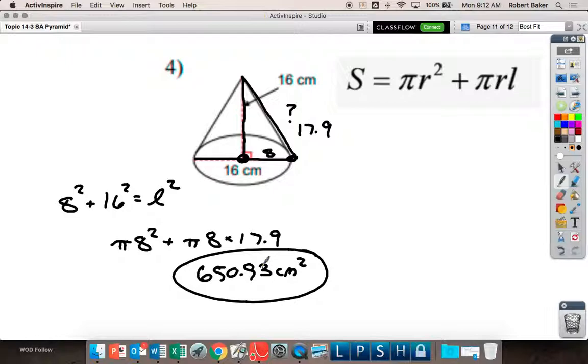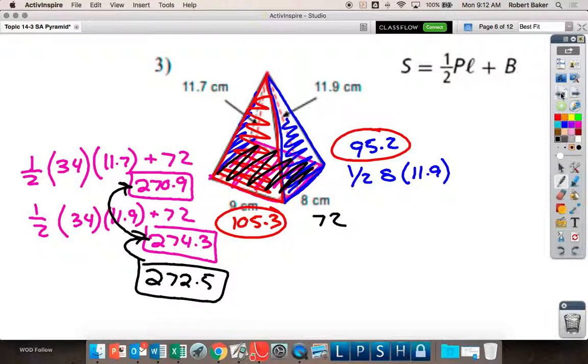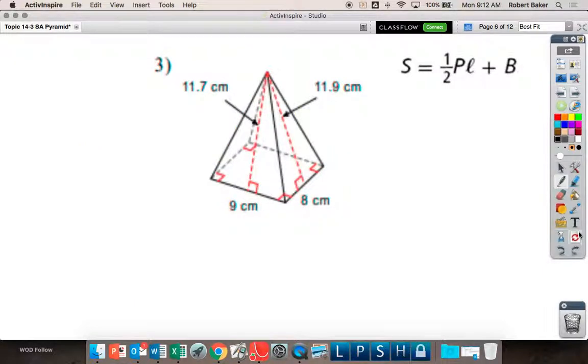Alright, lots of calculator work. The only way that this ever gets complicated, and that we kind of stumbled through it together, was when you see a problem that looks like this. And the main reason being that the base is not a regular polygon. It's a rectangular pyramid, so you have to find the area of each individual face.